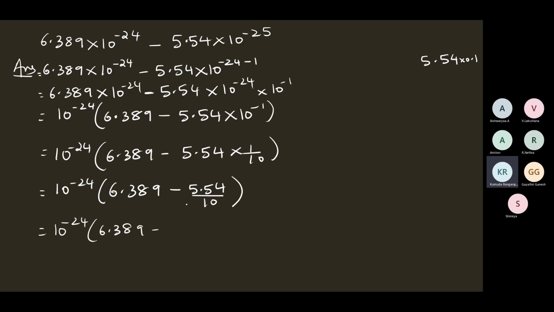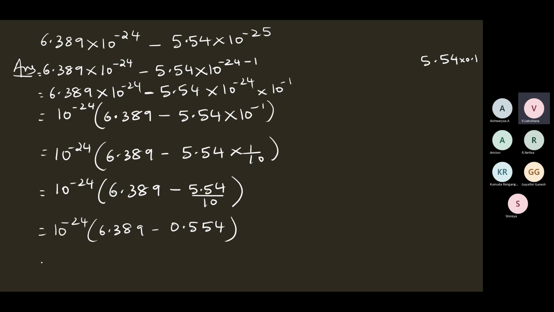6.389 minus, or shift the decimal point. What is 5.54 by 10? It'll be 0.554. You'll have to move the decimal point one place to the left. Here also, when you multiply, you'll get the same result. You're right, Lakshana. You can write 1 by 10 as 0.1 and multiply 5.54 and 0.1. Or you can also write 5.54 into 1 by 10 as 5.54 into 1, which is 5.54, by 10. Yes, very good. Next.